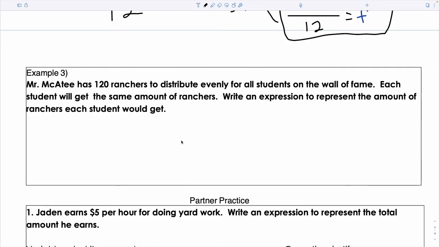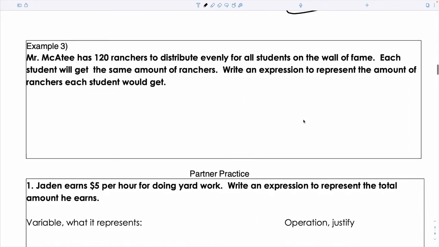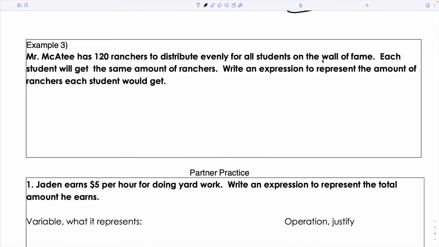Lauren. Mr. Maxey has 120 ranchers to distribute evenly for all students on the wall of fame. Each student will get the same amount of ranchers. Write an expression to represent the amount of ranchers each student will get. Distribute means division. Circle 120. Chad. Evenly and each. And each works too. Each student. Okay. Give me a variable, Jackson.